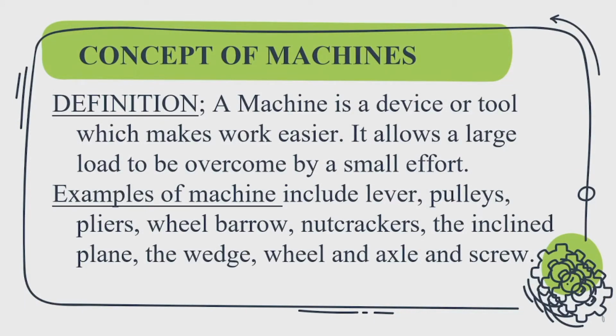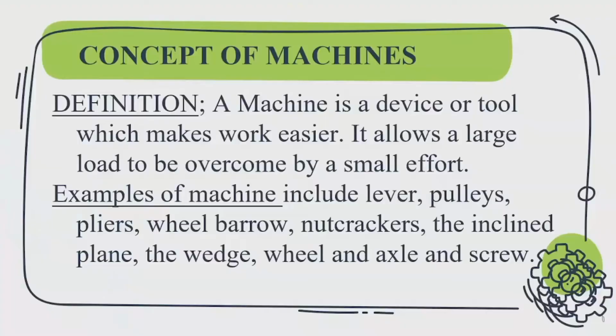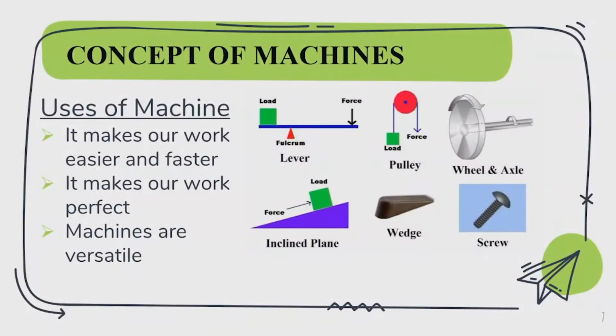So let's start. So what are machines? Machines are just devices that help to make work easy. What we are saying is that we want to overcome a very big load with just a small effort, then we think of machines. Examples of machines in our houses, we have lots of them, from our blender to the washing machine. In the industry, we have pliers, wheelbarrows, pulleys, levers, and a whole lot of them. And they are very useful to us because, one, they make our work easy and faster.